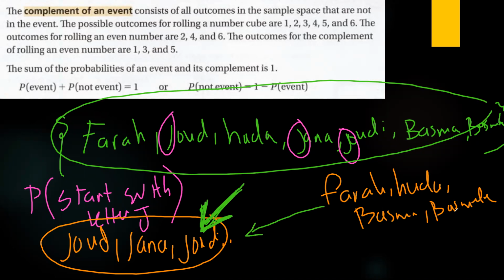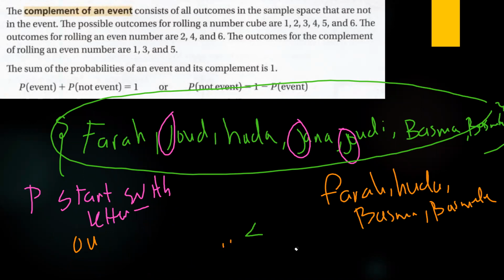Is it clear now what is the meaning of the complement of the event? Yes, Miss. Okay. Now, teacher, what was the event? The event is, I told you, choosing a girl whose name starts with letter J. This is the event. Ah, okay.